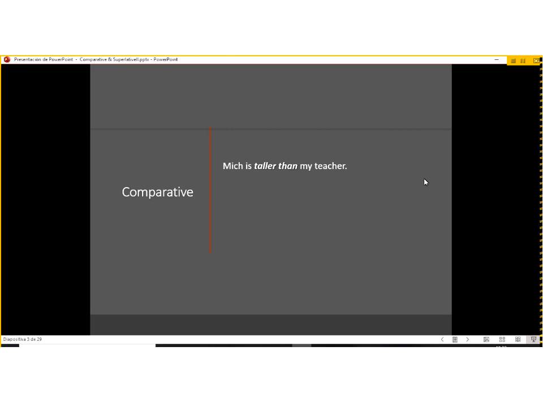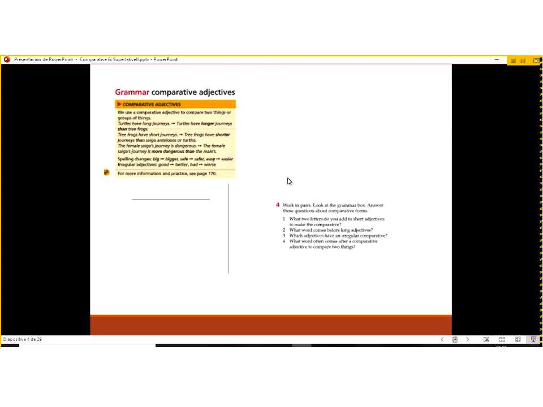But now, about comparatives is when you refer to two objects. Do you remember? One subject and another subject. So we are comparing. That's why they changed the name to comparative. For example, Mitch is taller than my teacher. In this case, subject one is Mitch, and then the teacher is the other subject. So I am comparing two objects. But let's remember about the rules to build comparatives from adjectives, yes?